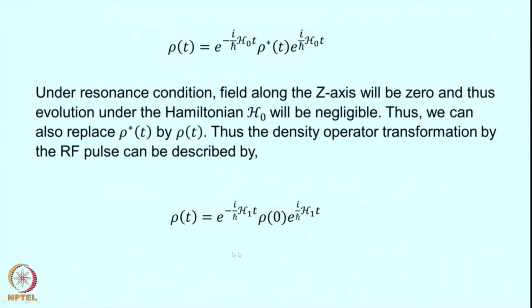This becomes a very simple calculation now, and we can calculate the evolution of the density operator under the effect of the RF pulse. So notice this is valid during the pulse. We should remember this. This is the thing which is during the pulse, and we assume we are in the resonance condition, and this density operator in the interaction representation becomes equal to what is in the normal case. This density operator transformation by the RF pulse can be described in this manner.